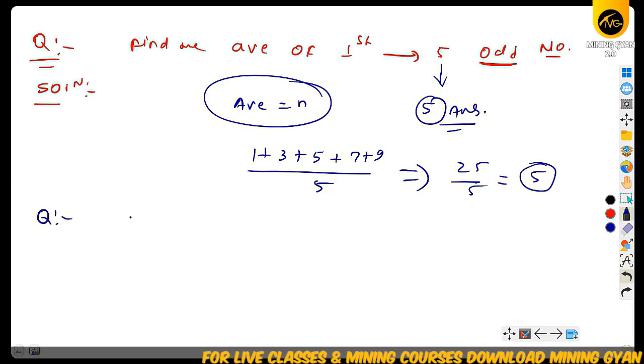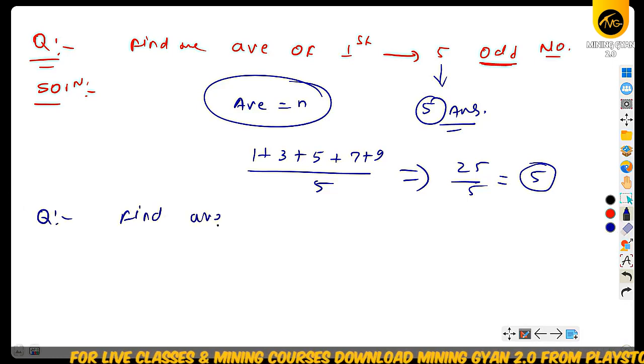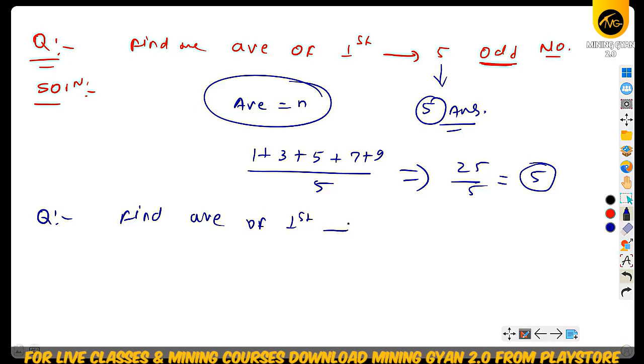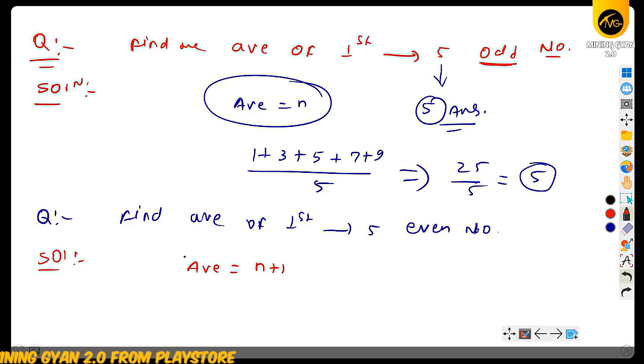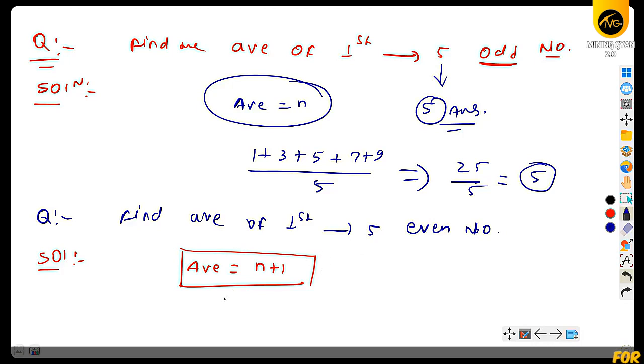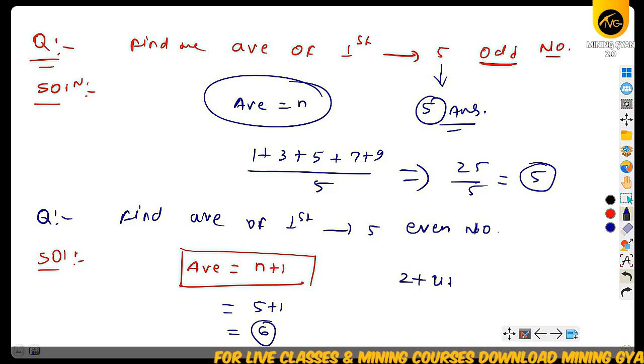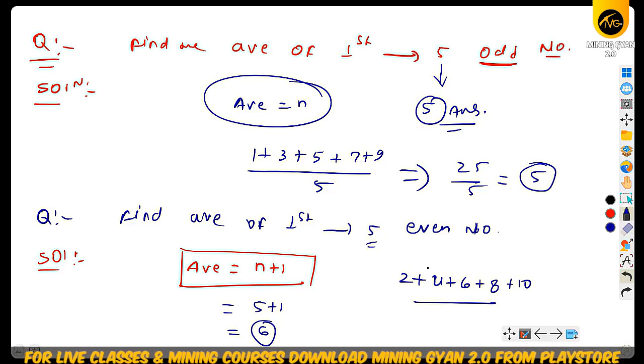But suppose the question is to find the average of the first 5 even numbers. In this case the numbers are even, so the formula changes a little bit: average is equal to n plus 1, just plus 1, and you will get the answer. So the answer will be 6. 5 plus 1, the answer will be 6. If you want to check, then just 2 plus 4 plus 6 plus 8 plus 10 and divide by the number of elements, which is 5.